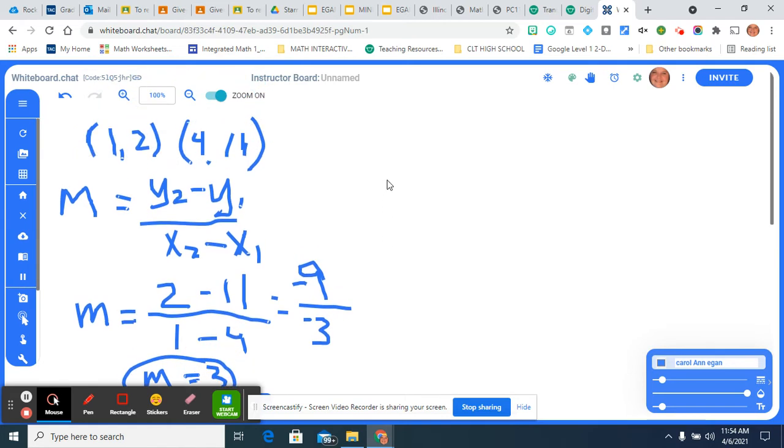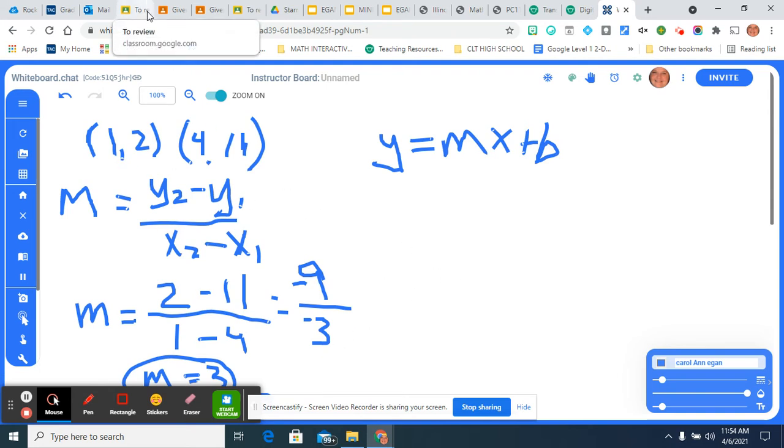Step 2 is we need to find the b. So the easiest way to do it with these numbers is the b method. So I choose one of the points. Which one do I think is easier? I think (1, 2) is going to be easier to multiply by. That way my numbers will stay low. So I use the slope-intercept form, y equals mx plus b, and I substitute in the point and the m I found of 3 to help me solve for b.